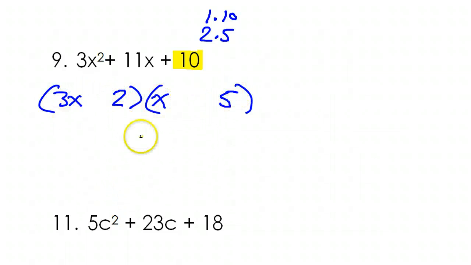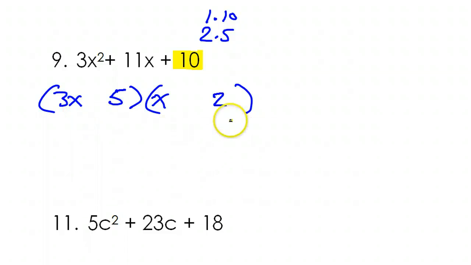Remember, inner plus outer must equal middle. Inner, I have 2x. Outer, I have 15x. Is there a way I can get 11x out of this if I pick the signs right? Nope. If I made this a negative 2x, I would get 13. It's close, but it's not the right answer. Let's try just flipping these around before I get too crazy. Let's try putting 5 here and the 2 here.